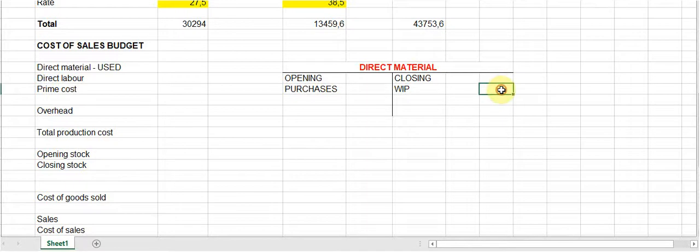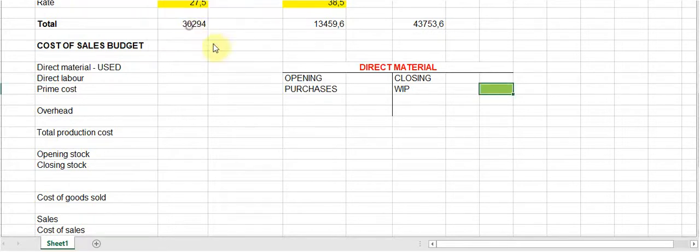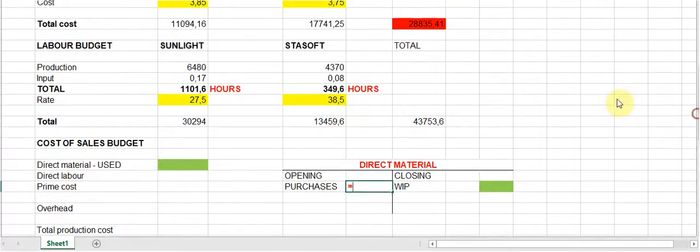And this issued to work in progress, this amount, I'm going to make it green because it's the right one. This is the amount that you want. This green figure will go here, because that is the direct material used. It's the direct material that was issued to the work in progress. So that is what we are trying to calculate. So at this point, the purchases is easy because you have the purchases budget. So you're going to put the total, the red actually goes there. So also I'm just going to highlight it.